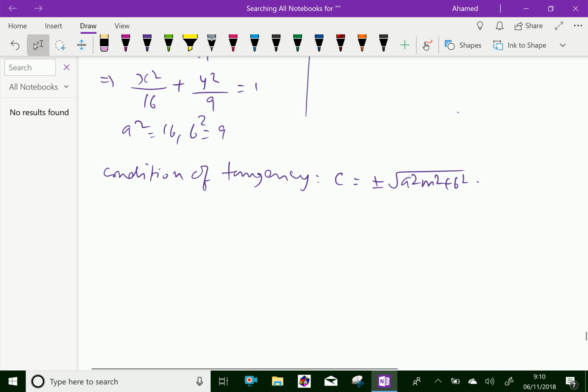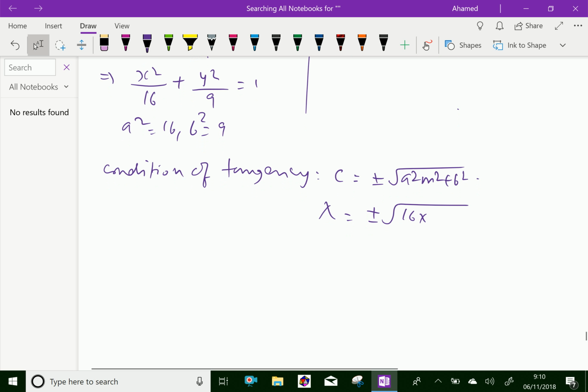Now we can write, instead of c, lambda equals plus or minus square root of a squared m squared plus b squared. a squared is 16 and m is 2, so m squared is 4, plus b squared is 9, which is equal to plus or minus square root of 16 into 4 is 64, plus 9, which gives plus or minus square root of 73, which is equal to lambda.